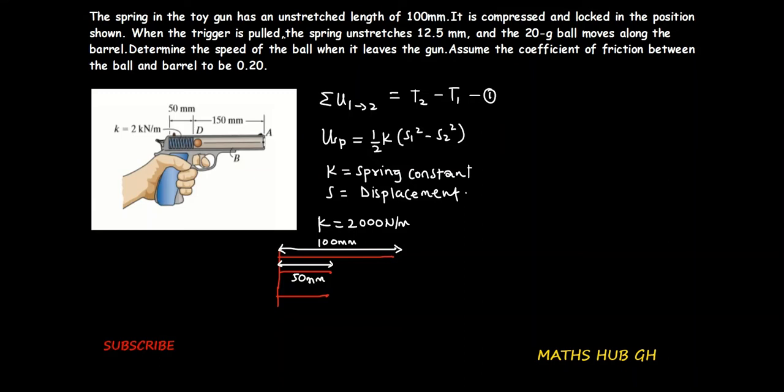We continue a little bit, and that distance will be the 12.5. So now we are going to have the 50 plus the 12.5. We already know that from here to here is the 50, and then we have the 12.5 here also. So you have the 50 and then you have the 12.5 millimeters here.